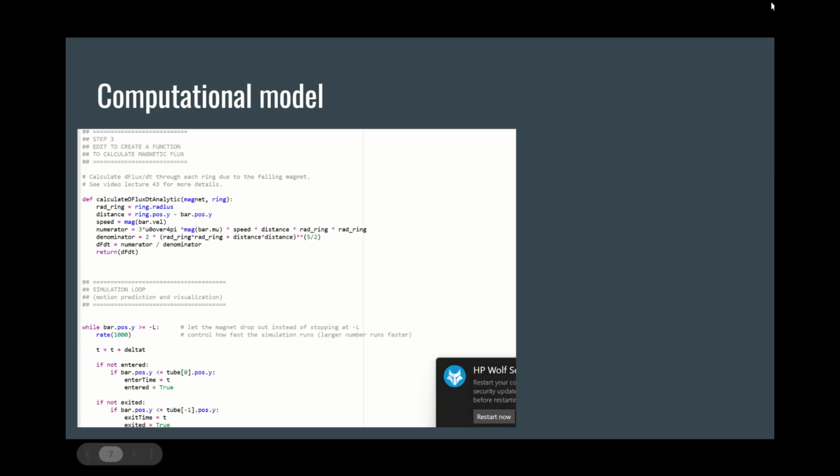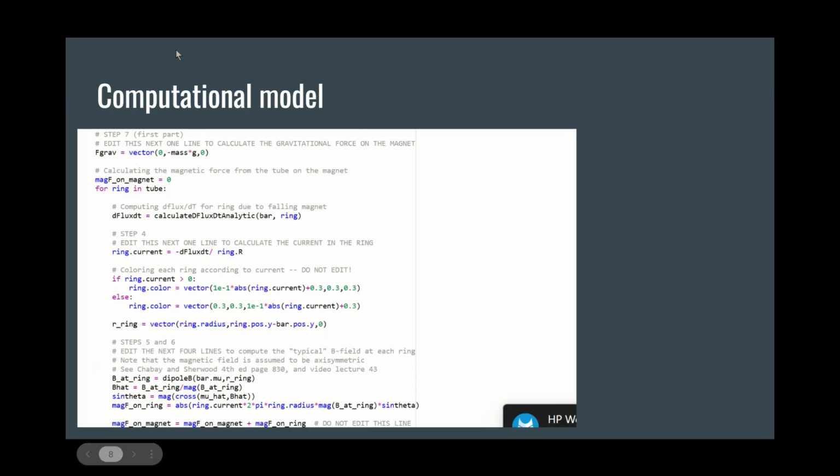Here we have a new part of the code where we have to calculate the change in flux over change in time, aka Faraday's law, in order to figure out the magnetic field and how it's affecting our magnet. As you see, there's a lot of numbers, but all we did was take Faraday's law and convert it into code. What it essentially gets us is a change in flux over change in time. This is another simulation loop, which I will skip past here.